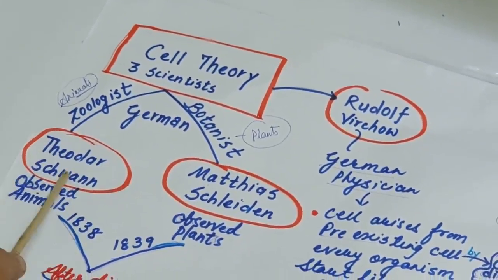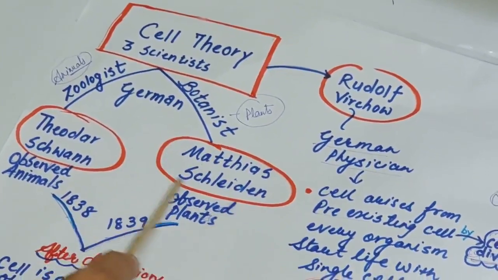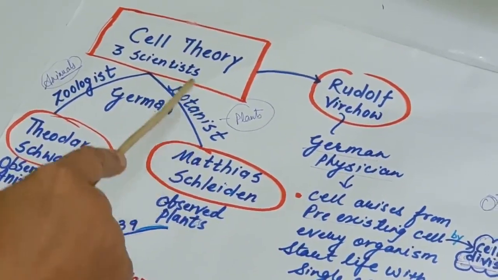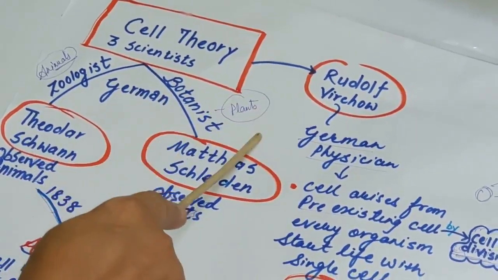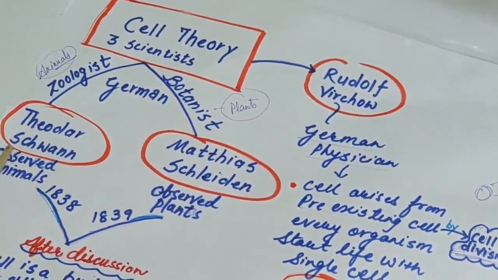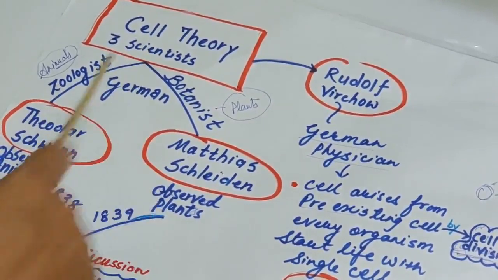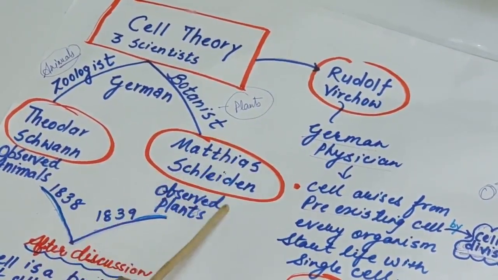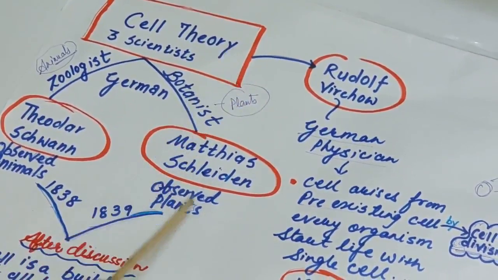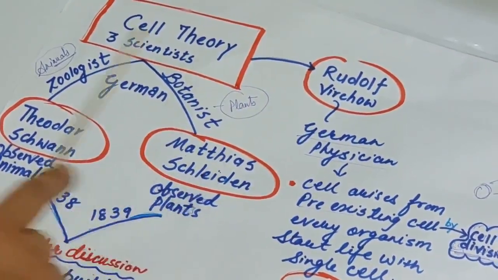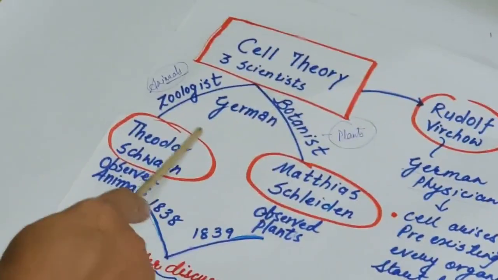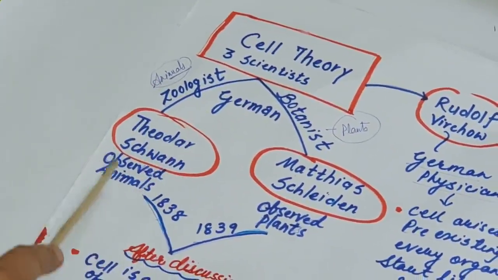This is Theodor Schwann and this is Matthias Schleiden. Matthias Schleiden was a botanist. Botanist means one who studies plants, and Theodor Schwann was a zoologist. Zoologist means one who observes animals. Matthias Schleiden said that all plants are made up of cells. Theodor Schwann, who was a zoologist, said all animals are made up of cells.